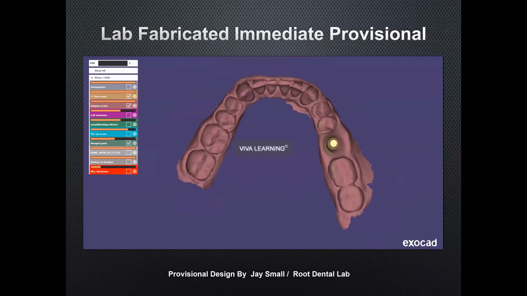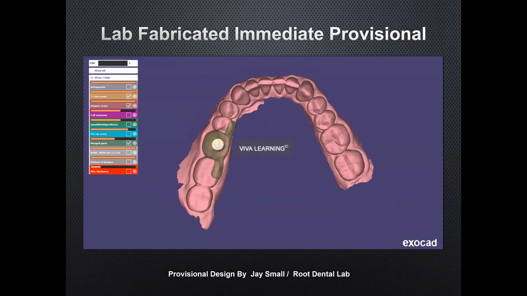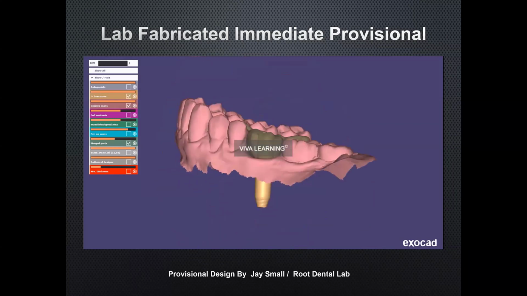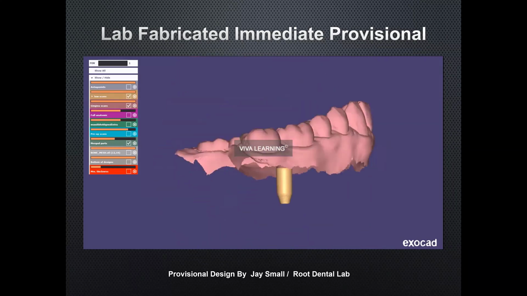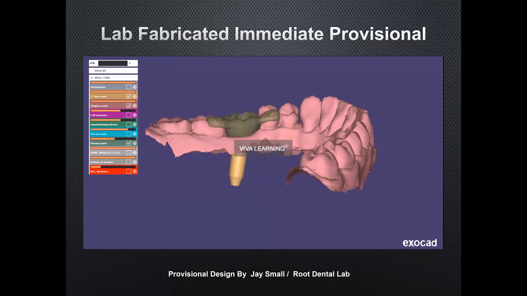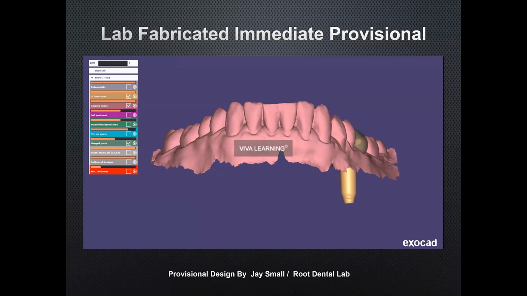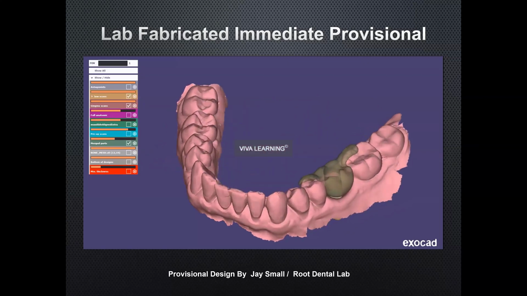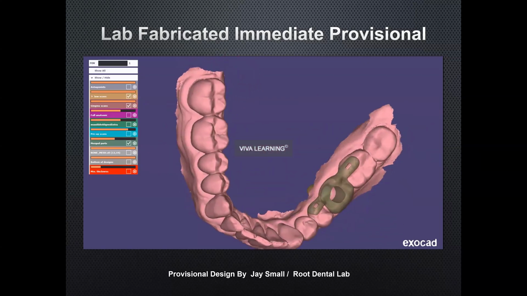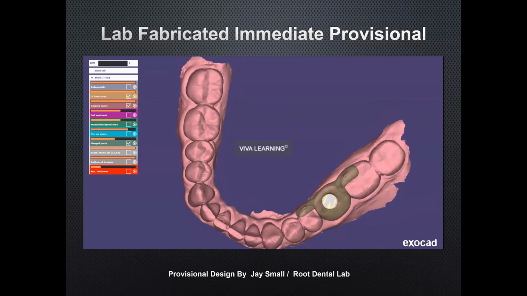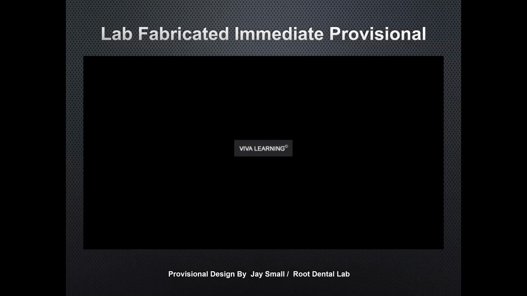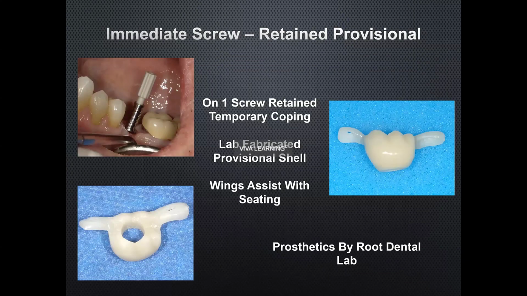Here's the temporary video that the lab, Jay, had sent me from Root Dental. He's developed a temporary pre-surgery, so he was able to see my implant and the emergence profile of the implant. He's able to design the crown, also with some help from Bill's original crown on his iOS. He's designed the access hole for where the coping will exit the implant, and he also has lingual wings to assist with seating.